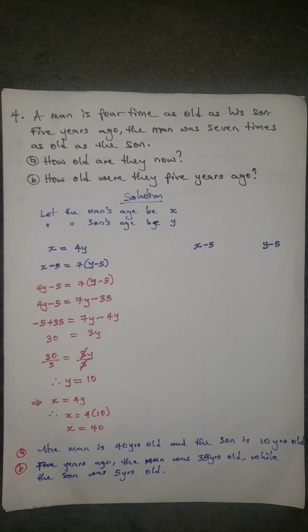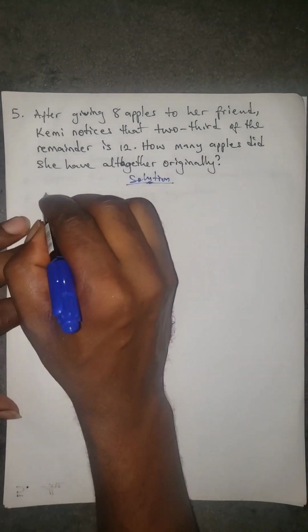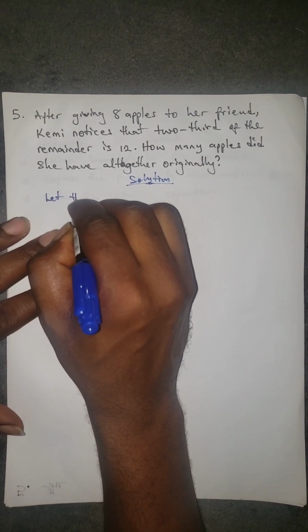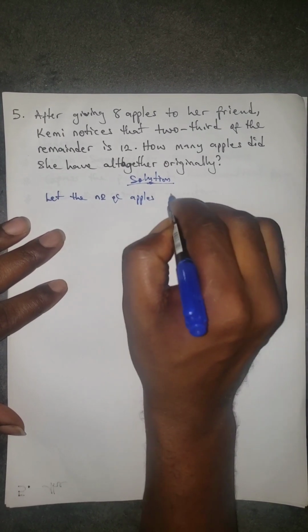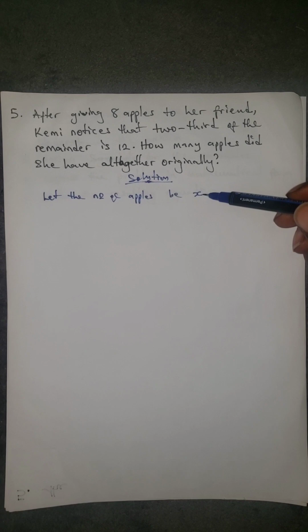Okay, so let us move to the next example. We have the next question as: after giving 8 apples to her friend, Kemi noticed that two-thirds of the remainder is 12. How many apples did she have altogether originally? So the first thing we do is to assign the number of apples that Kemi had. Okay, so let the number of apples be x. So she has x number of apples.